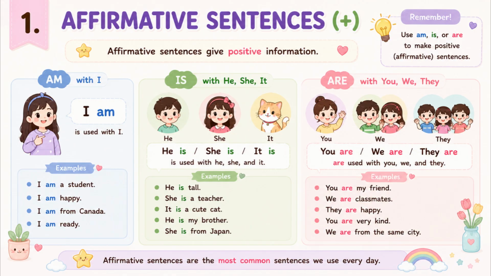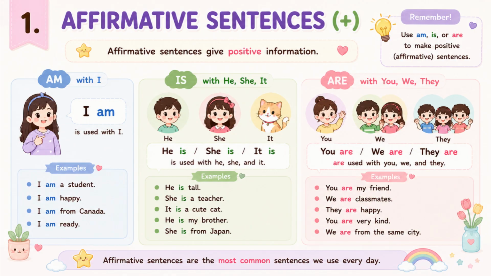Next, is. Use is with he, she, and it. For example, he is tall. She is a teacher. It is a cute cat. He is my brother. She is from Japan. Remember, he is, she is, it is.